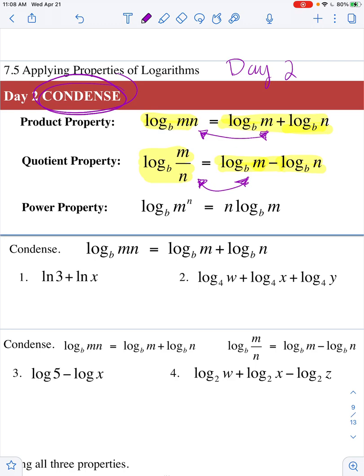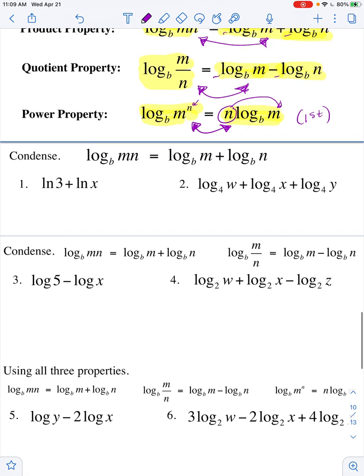So when you go to pack things up again, you are going to take something that had that power down in front and put it back up to the top. And since we're going the opposite direction, we yesterday did this step last, but today when we condense, this will get done first. You're going to have to pack that power from the front up into the power before you can put things together, because if you notice up here, these don't have numbers in front of the logs, and so I can't use those properties until I clear that number out by moving it up into the power.